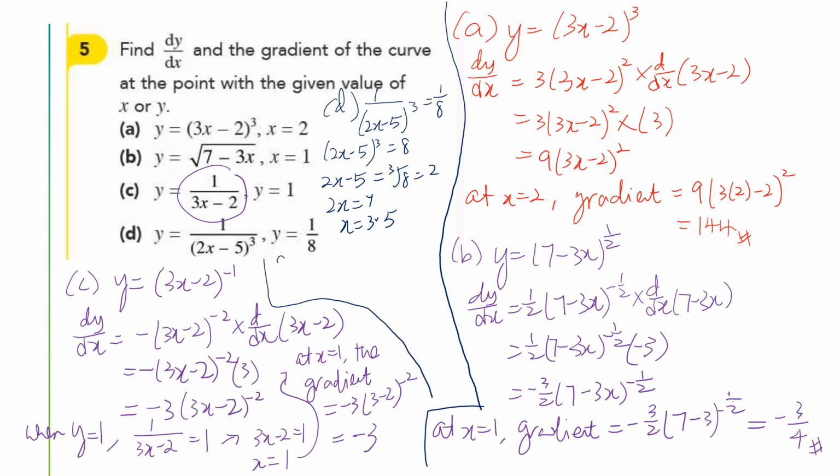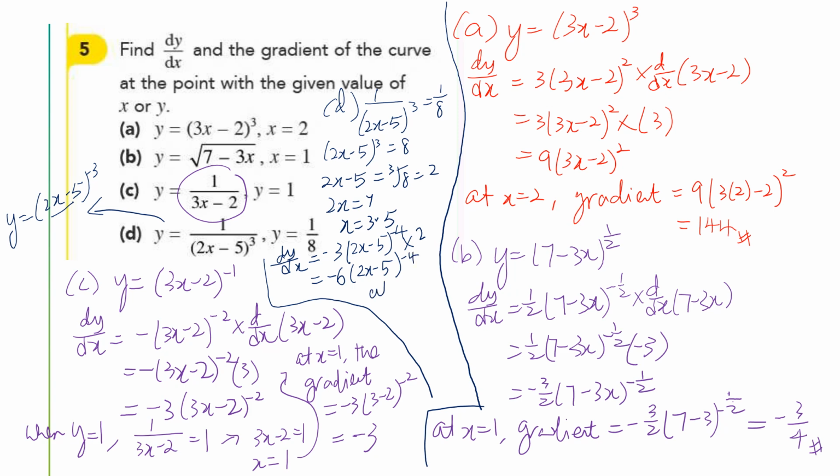Right, so our gradient function will be, okay, we need to convert that into negative form. So that will give you y equals bracket 2x minus 5 to the power negative 3. Okay, so bring the negative 3 to the front. Negative 3 minus 1 gives you negative 4, times differentiate whatever is inside the bracket, which is your 2x minus 5. So differentiate 2x, you get 2. Differentiate negative 5, you get 0. So that will give you negative 6 bracket 2x minus 5 to the power negative 4.